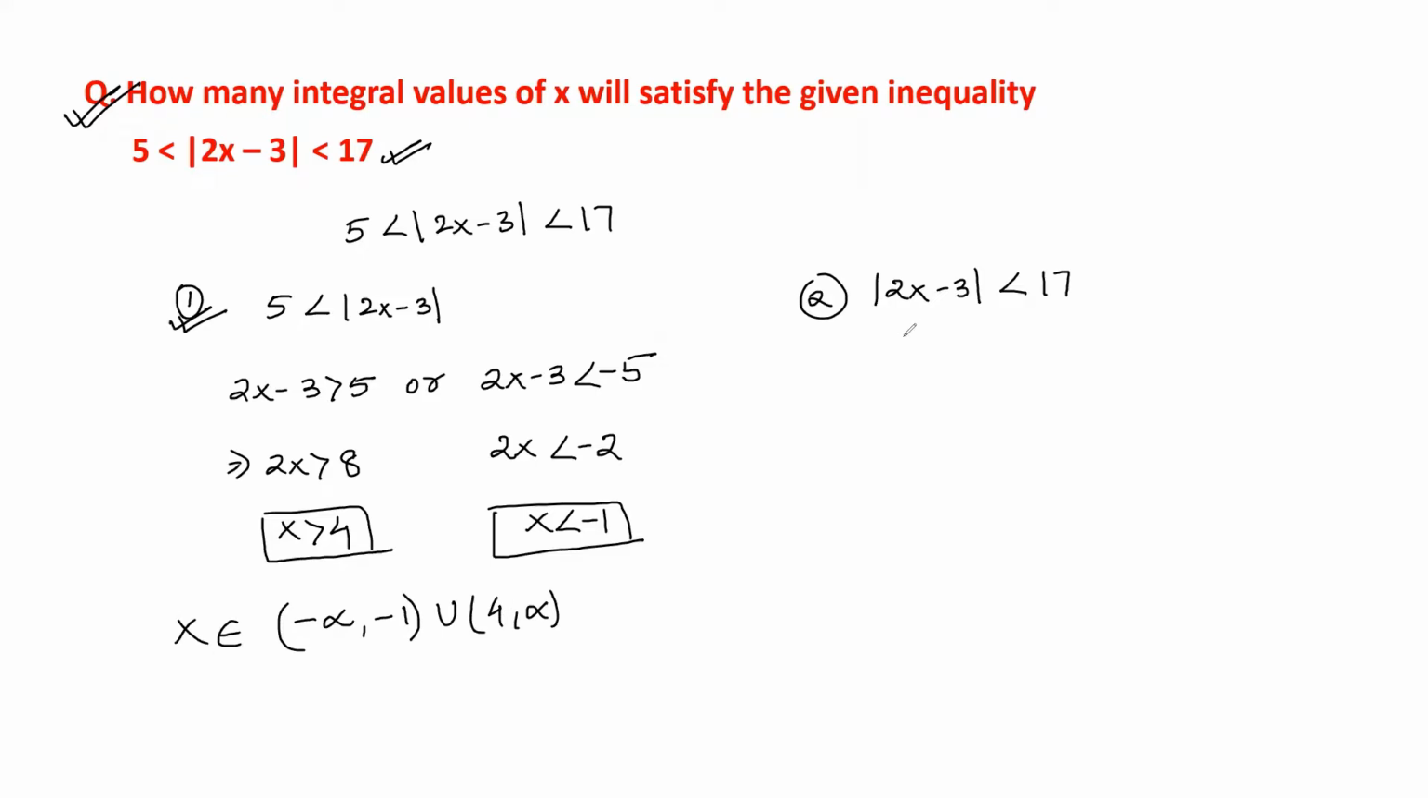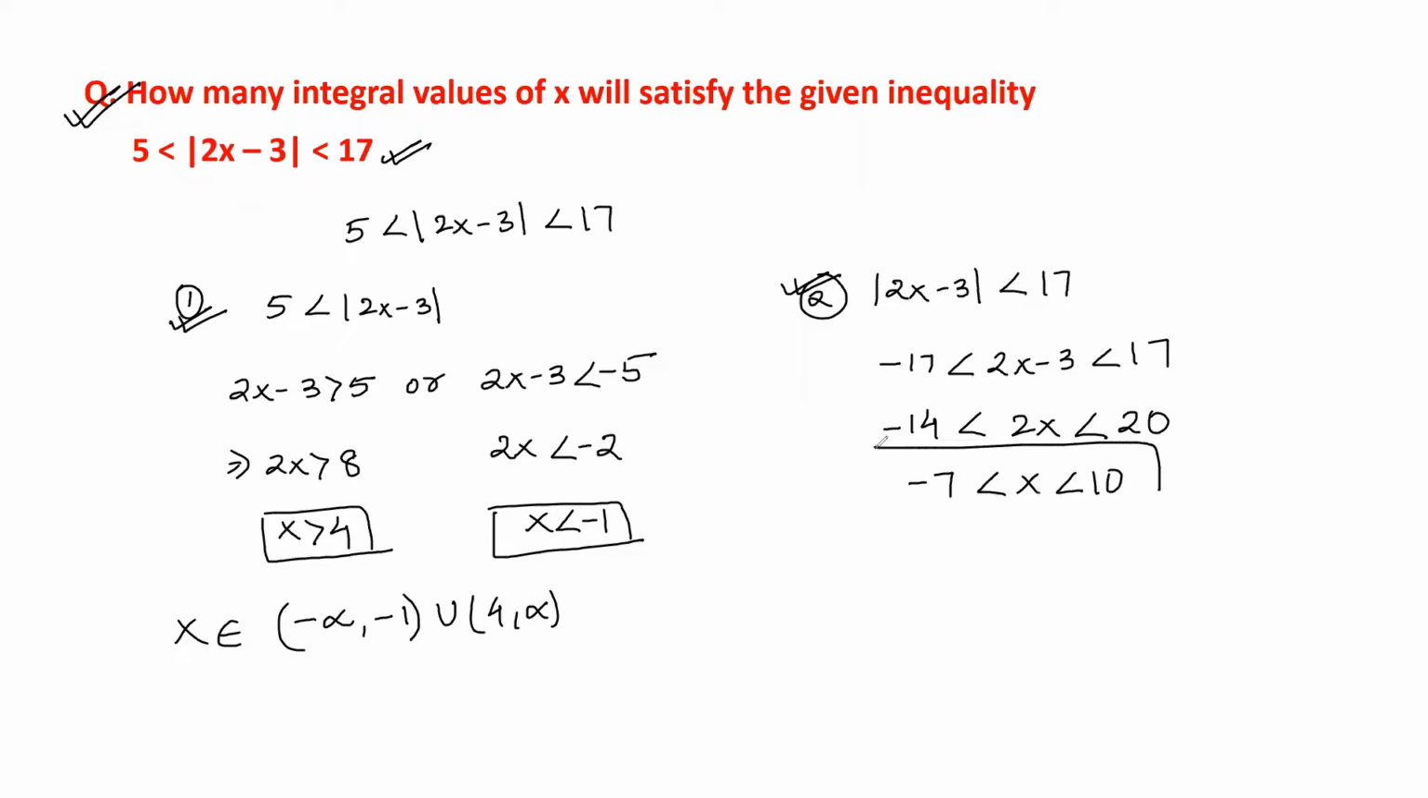In a similar way, the range of values of x for which this part would be satisfied would be simply minus 17 less than 2x minus 3 less than 17. So if we add plus 3, this would be minus 17 plus 3, which would be minus 14, less than 2x less than 17 plus 3, which would be 20. Now, if we divide it by 2, this would be minus 7 less than x less than 10. So the range of values of x for which this part of the inequality is satisfied is between minus 7 to 10.